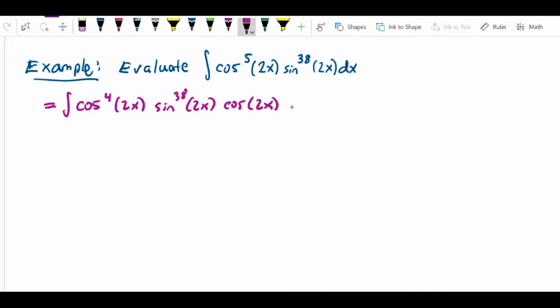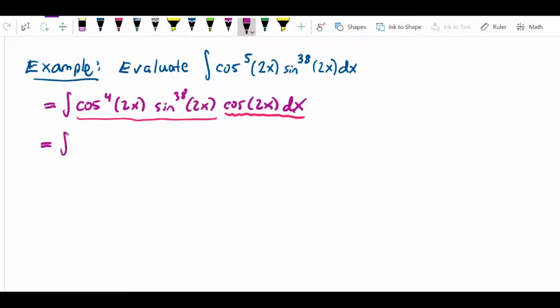cosine 2x dx. Okay, so what we can see is that this is going to become part of our du term. Since the du term is going to have a cosine of 2x in it, we want the u term to have a sine of 2x. What that means is that in order to get this ready for u substitution, we have to make sure the whole thing is in sines instead of both cosines and sines. This is how we're going to do it.